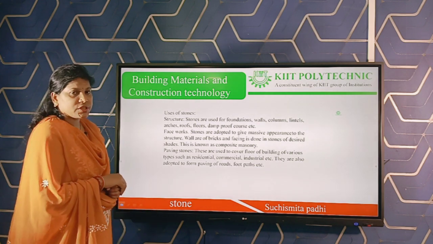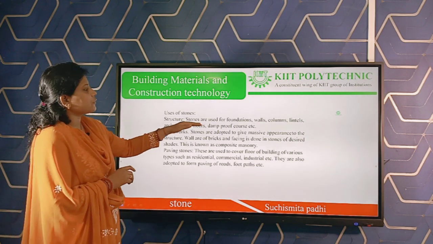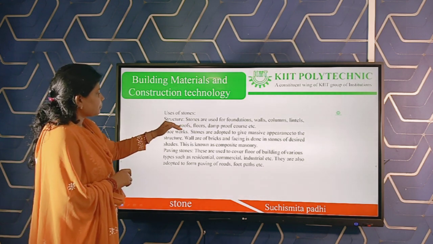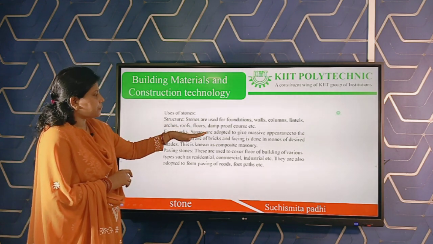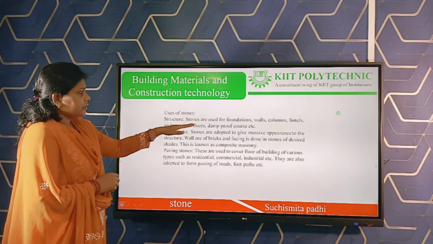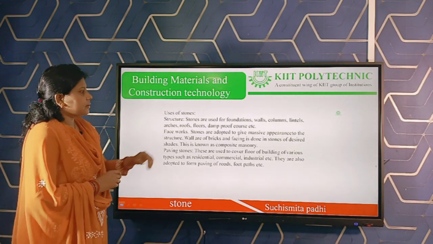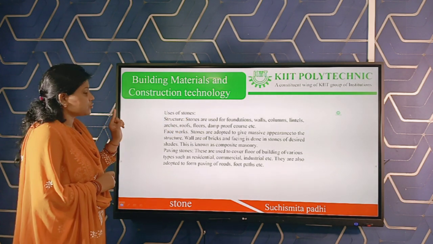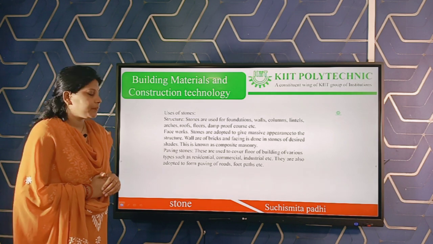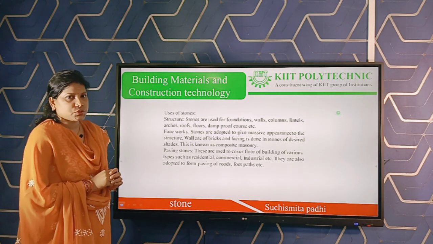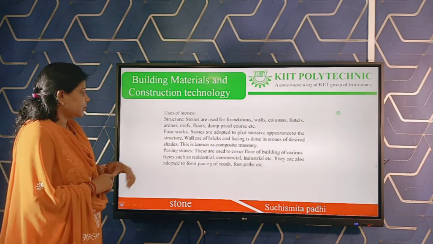Structure. Stone is used as a structure. Stones are used for foundations, walls, columns, lintels, arches, roofs, floors, damp-proof courses, etc. These are the components of buildings where we use stone as a structural material. Nowadays we still use stone, but rarely. Mostly we use bricks.